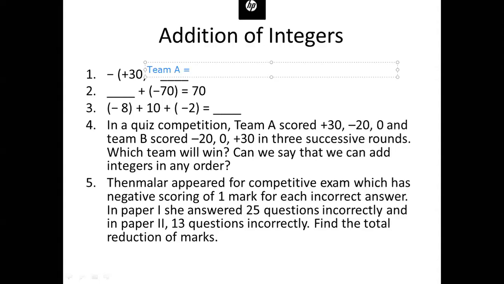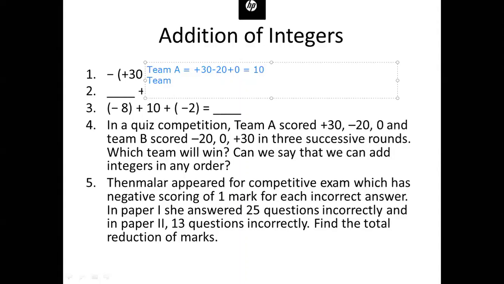I'm going to add team A scores plus 30, minus 20, and 0. So what's the answer? So 0, there is null value. It's 30 minus 20. 30 minus 20 is 10. So you know why 10 has come? So as I mentioned earlier, when the symbols are inconsistent, there is one positive and one negative. So plus and minus means subtraction. So 30 minus 20 is 10. So 10 is the point scored by team A.